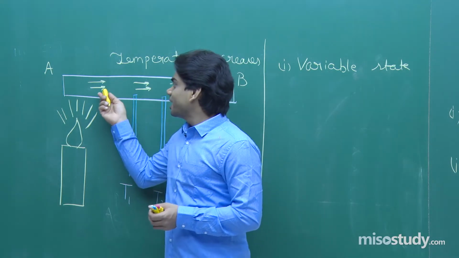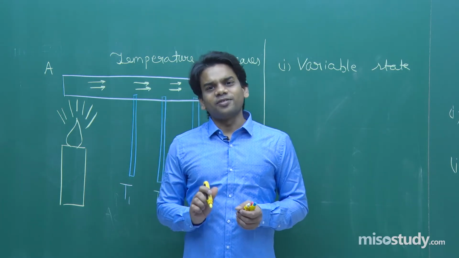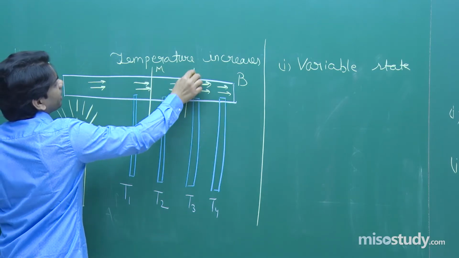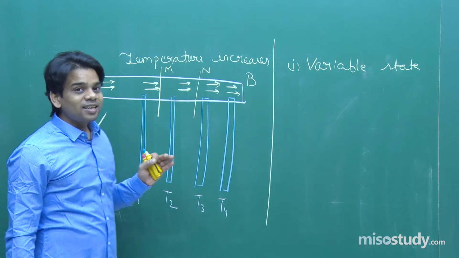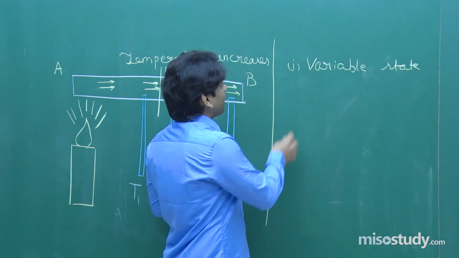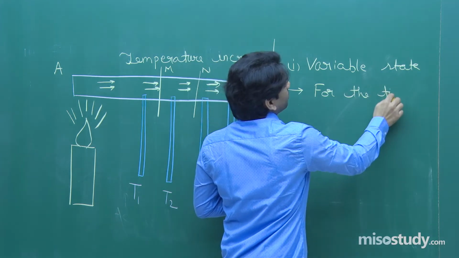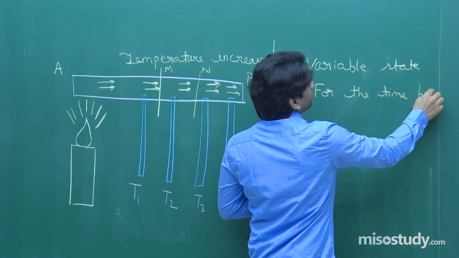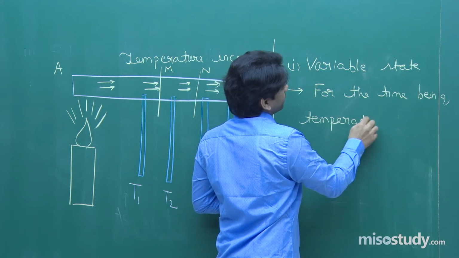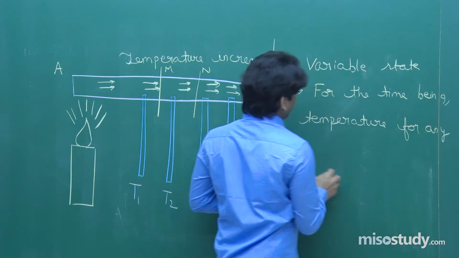Because what is happening? Heat energy is transmitting from end A to end B. So temperature is changing. If I take any 2 points M and N, we'll find that the temperature of M and N is not constant, it's varying, so they are in variable states. So for the time being, temperature keeps varying for any point on the rod. That means any point on the rod is in a variable state.